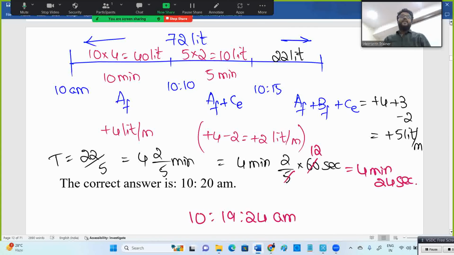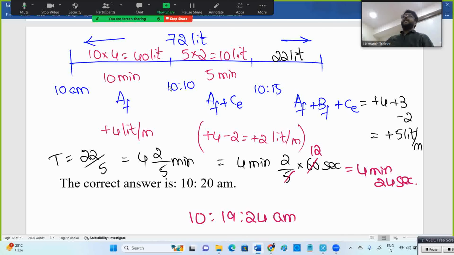Whatever value you take, you will get the same answer, but the time taken to solve the question may vary. If we take big numbers instead of 72, the values will be a bit clumsy and the calculation will be a bit difficult. Otherwise, you will get the same answer. You can try 36 liters, or 144, or 100 liters instead of 72, and the same answer will come. Calculations will just take a bit more time.